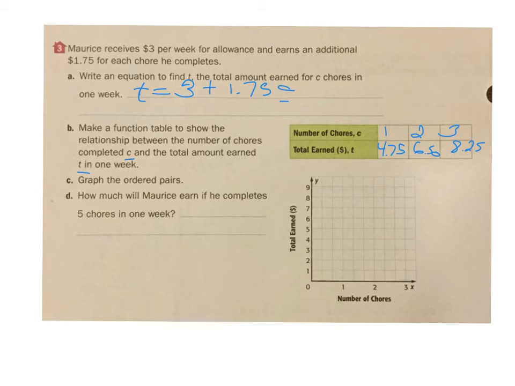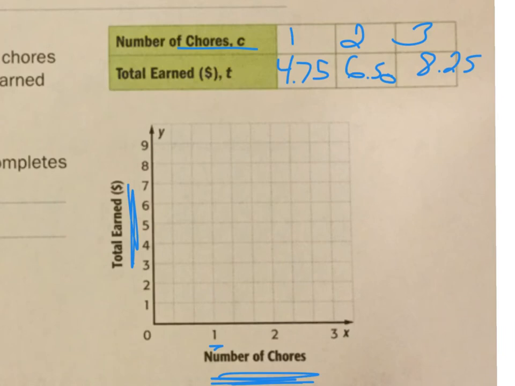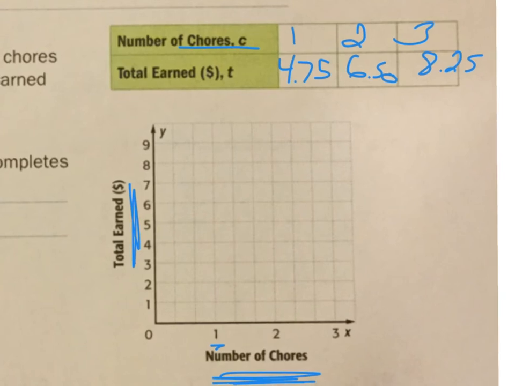We're going to graph these ordered pairs. Number of chores is C, number of chores down here, and the total earned is over here. So let's start with chores. 1 chore right here. Let me zoom this in a little bit. 1 chore equals 4.75. So 4 is right here. Okay. There we go. About there. Not exact. It's not 5. It's more than 4.5, but it's right there.